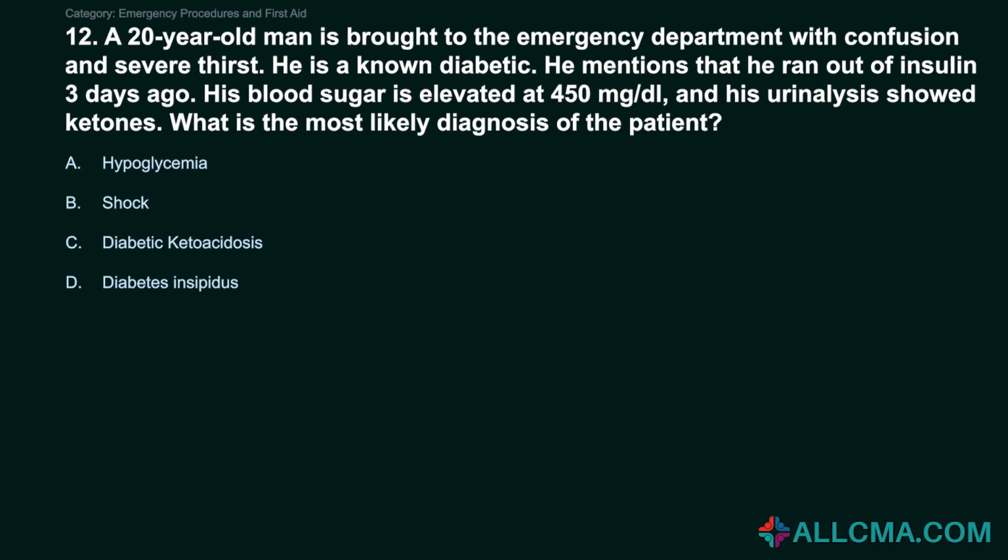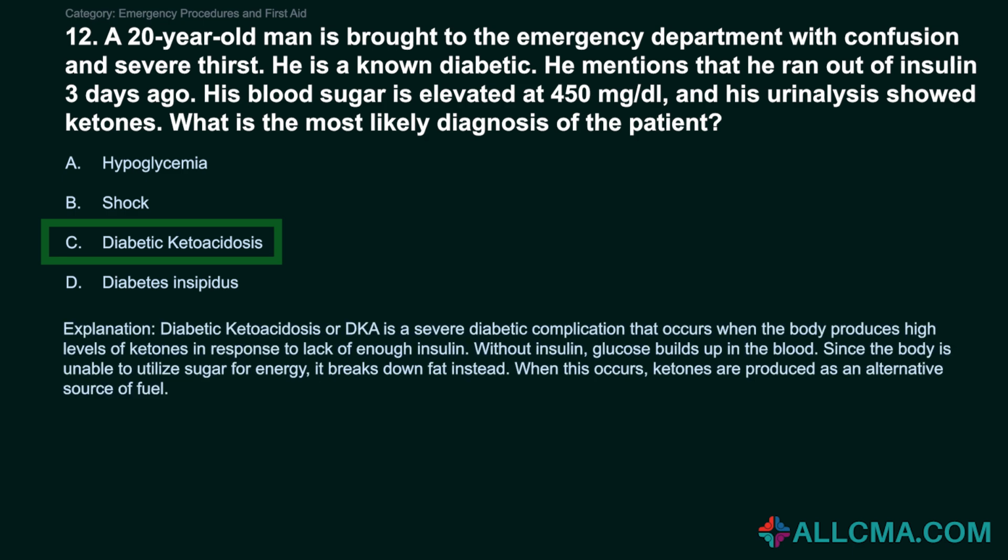12. A 20-year-old man is brought to the emergency department with confusion and severe thirst. He is a known diabetic. He mentions that he ran out of insulin 3 days ago. His blood sugar is elevated at 450 mg per dl, and his urinalysis showed ketones. What is the most likely diagnosis of the patient? A. Hypoglycemia, B. Shock, C. Diabetic ketoacidosis, D. Diabetes insipidus. Correct answer, C. Diabetic ketoacidosis.